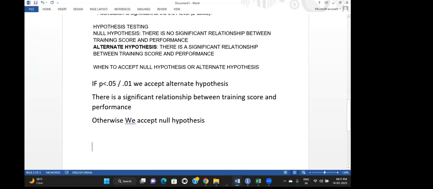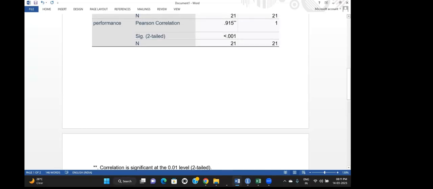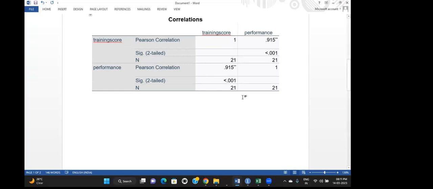Okay, so look at this. This is the table that we have got for the correlation. Training score to training score, the value is 1. Obviously, if you find the correlation between the same variable, it will be 1. But what is important here is training score with respect to performance. The value comes out to be 0.915. So we say this is a highly positive correlation.